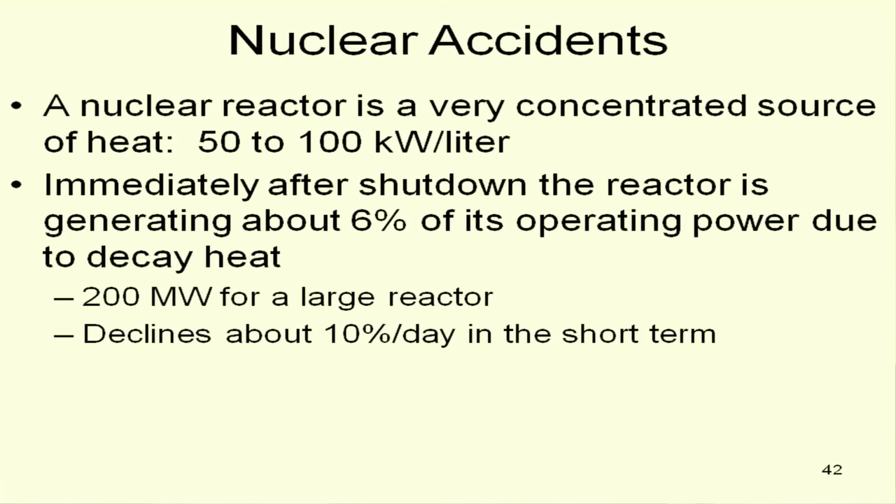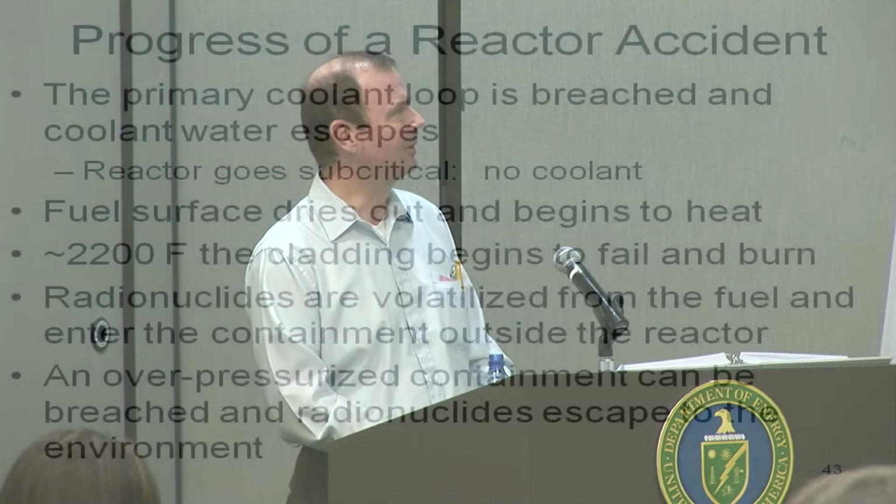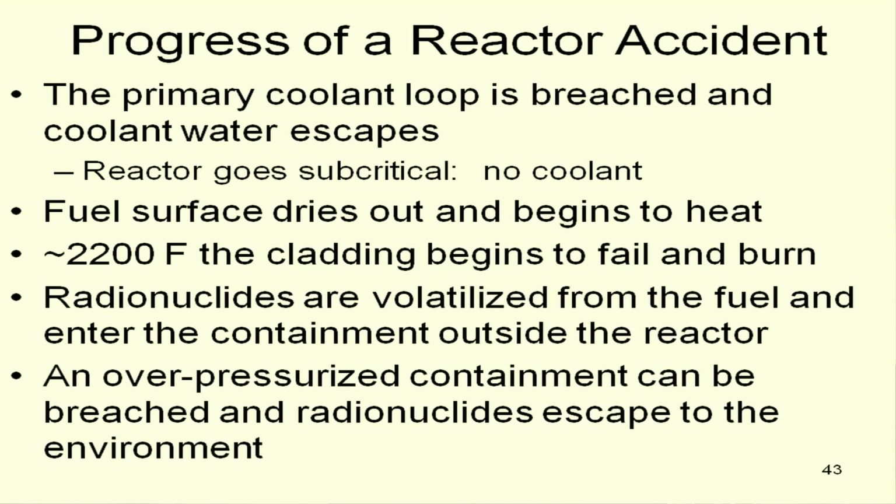That ramps away at about 10% per day in the short term, and in an accident scenario you're talking about the short term. This is a prototypical kind of reactor accident that is considered: someplace the primary coolant loop is breached and coolant water escapes. It depressurizes, it flashes to steam. The reactor is presumed to be scrammed immediately, so you get down to your 6%, but it's still a lot of power.